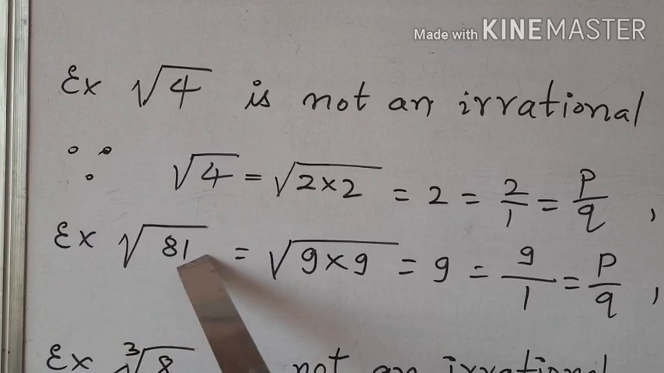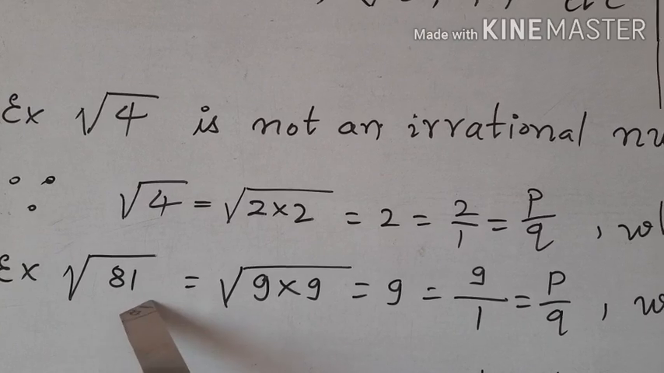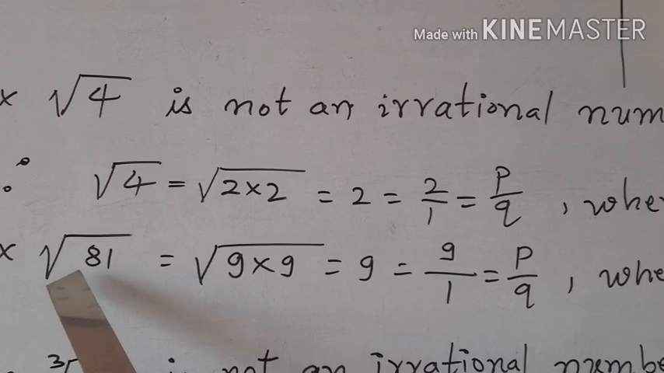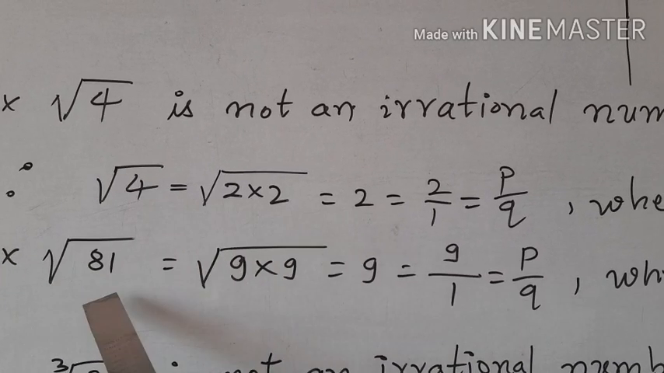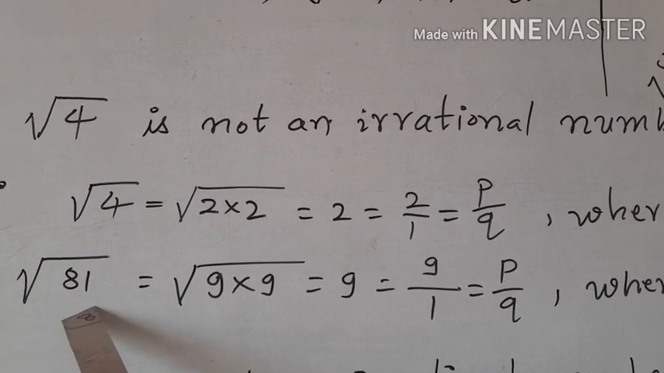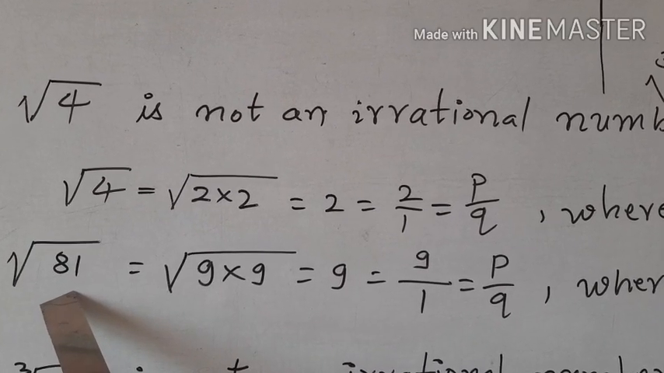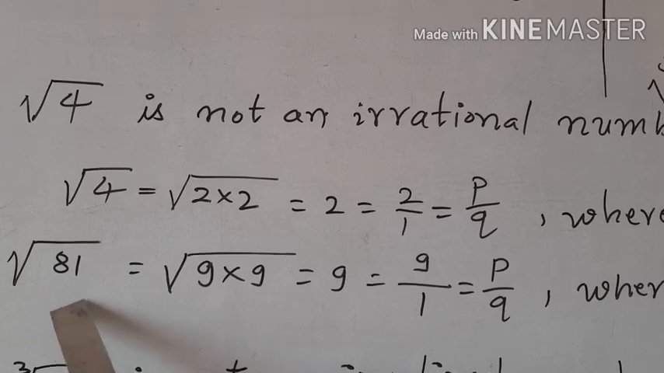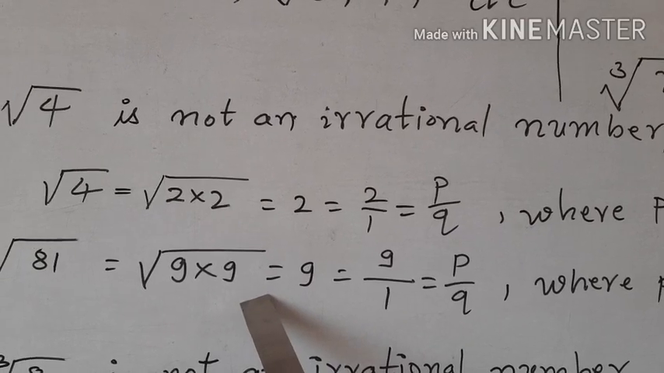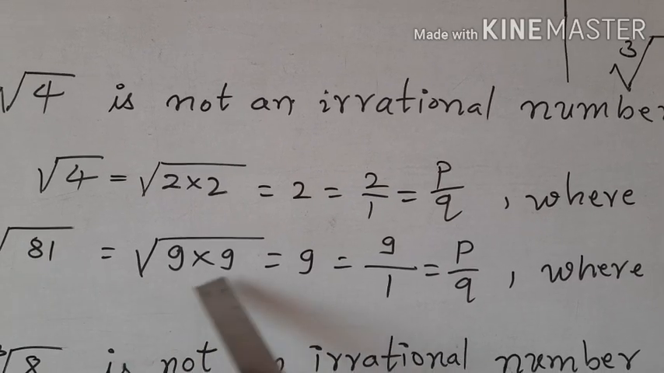Secondly, is square root of 81 an irrational number or not? See here, square root of 81 is not an irrational number because here this is the square root mark and here the value of n is 81. N is a positive integer, but this 81 is a perfect square. Why is it a perfect square? This 81 can be written as the product of two equal factors. That is, square root of 81 is equal to square root of 9 into 9. So 81 is written as the product of two equal factors. That is why 81 is a perfect square.